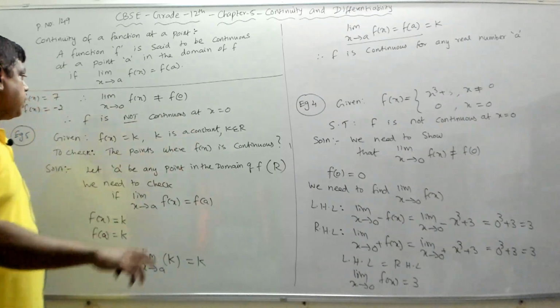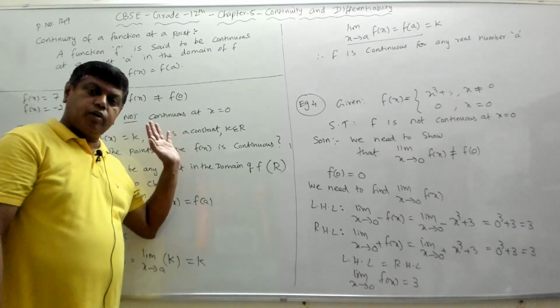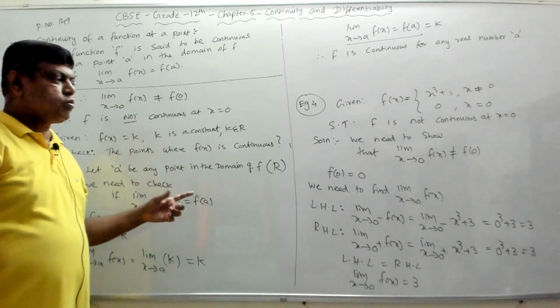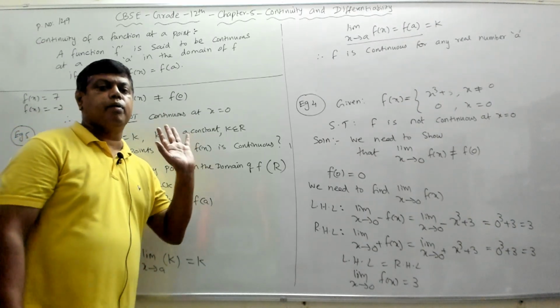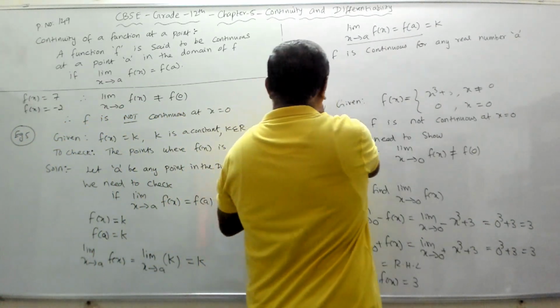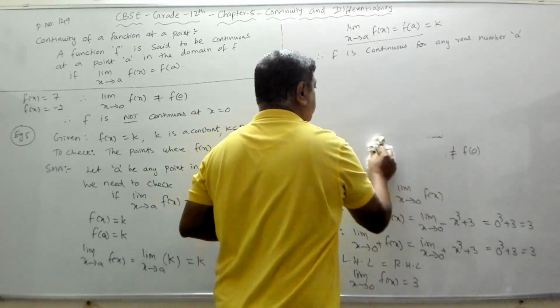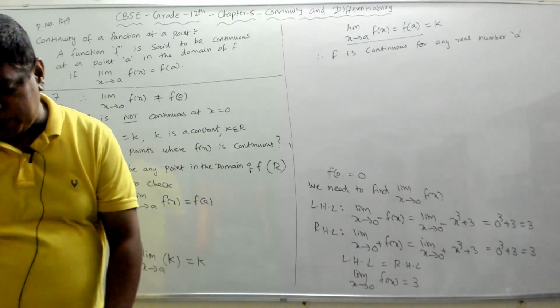Fine. So that completes it, which means there is no point where f is not continuous. It is continuous throughout all the points in the domain of f, and the domain of f is the set of all real numbers. Which means f is continuous at each and every real number. Now let's go to the next one, which is example 6.